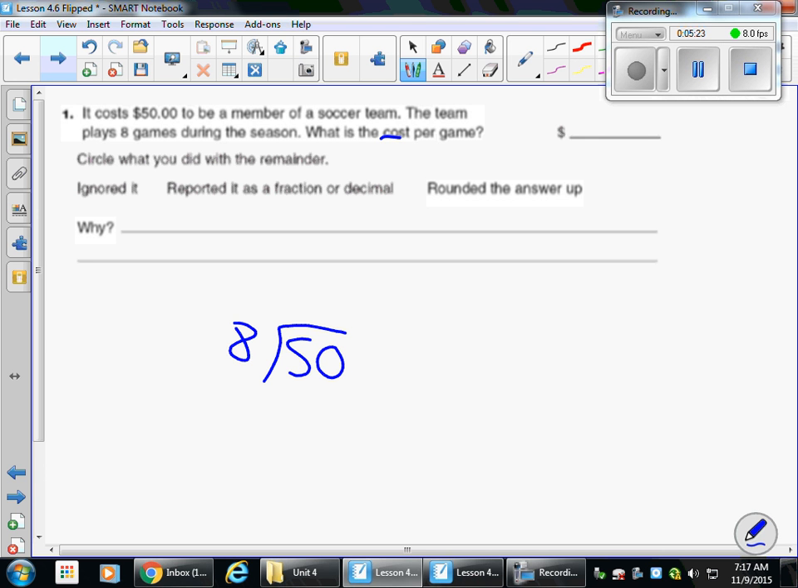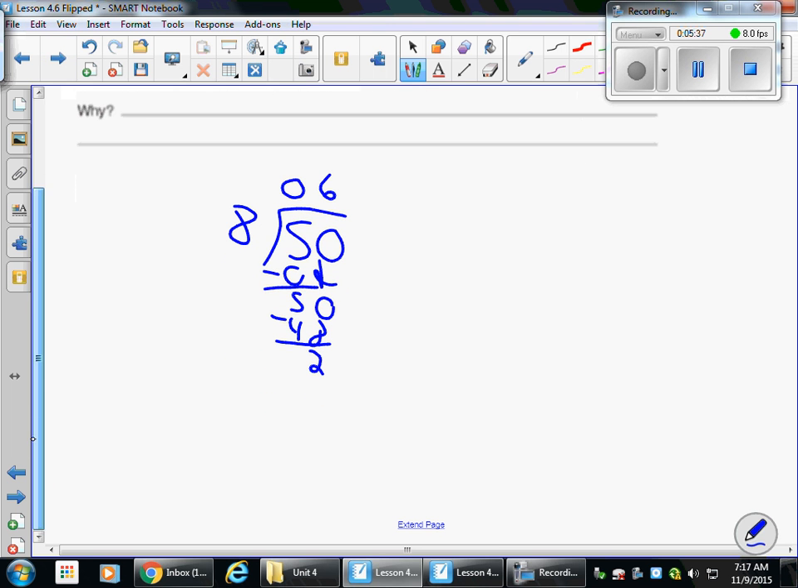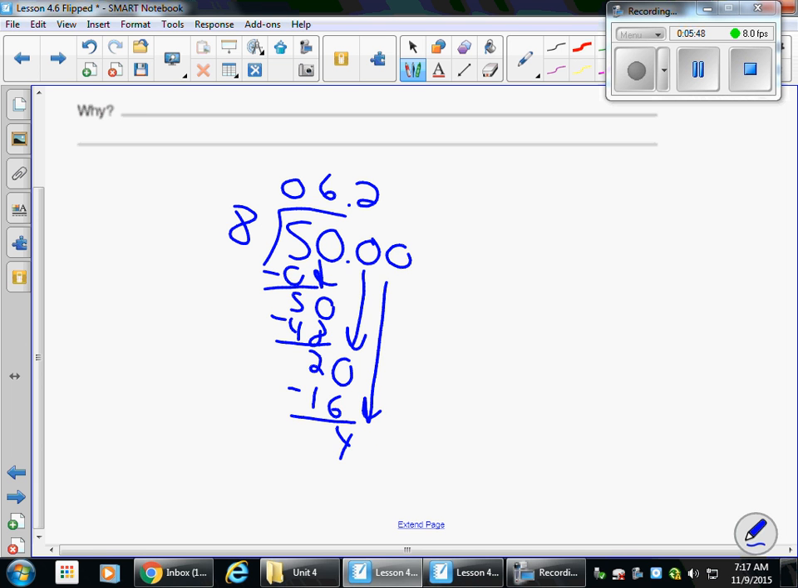So we're going to go 8 goes into 5, 0 times. 0 subtract, got a 5 here. Bring down the 0. 8 goes into 50. 8 times 6 is 48. I have a 2 here. I can't have a remainder when dealing with money. So I'm going to put a decimal here, bring down the 0. 8 goes into 20 twice. 8 times 2 is 16. Subtract. I still have to keep going here with zeros. 8 times 5 is 40. Subtract 0. Answer is $6.25.